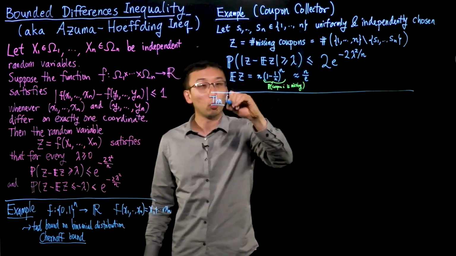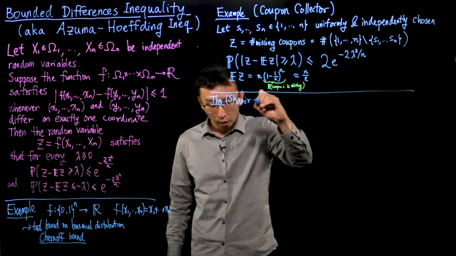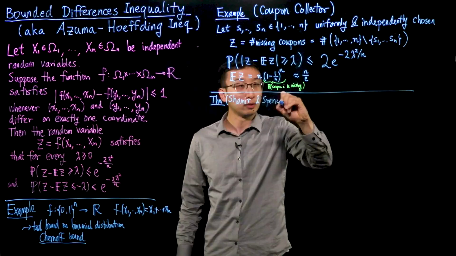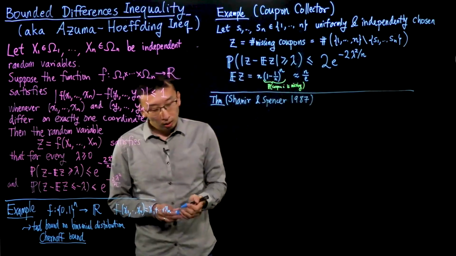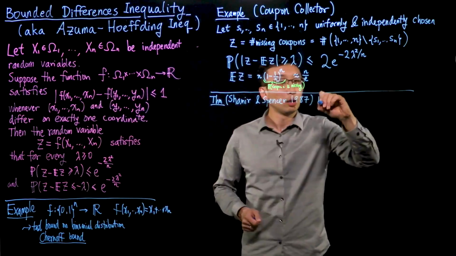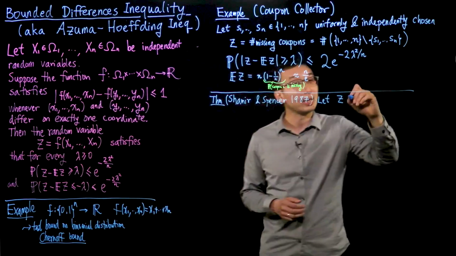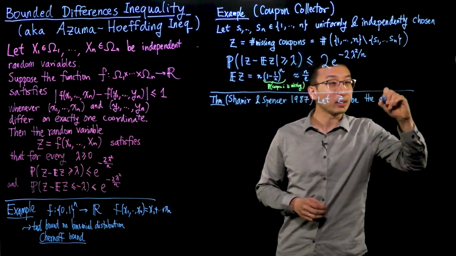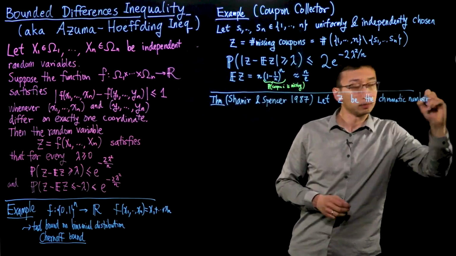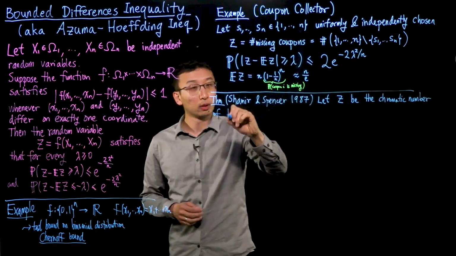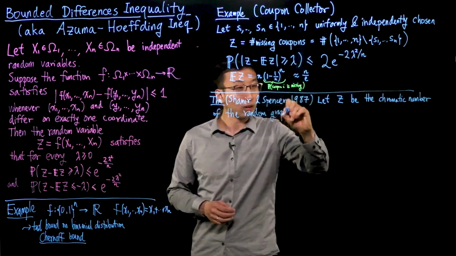And here, the result is a classic theorem in probabilistic combinatorics due to Shamir and Spencer from the 80s. The theorem concerns the chromatic number of a random graph. So let Z be the chromatic number of the random graph G(n,p).